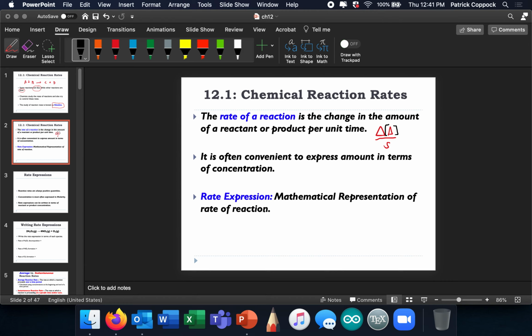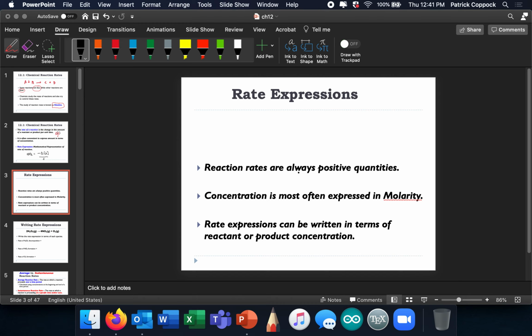So the rate expression now is the mathematical representation of the rate of the reaction. So we might say the rate is equal to, since A was one of the reactants, it would be disappearing, so we might say minus the change in the concentration of A per second, right? That would be a good way to describe the rate of the reaction that I had on the previous page. Okay, so reaction rates are always positive. Let me write that again. The rate is equal to minus delta, the change in the concentration of A per, let's say, second. Okay, that would be one way of writing it.